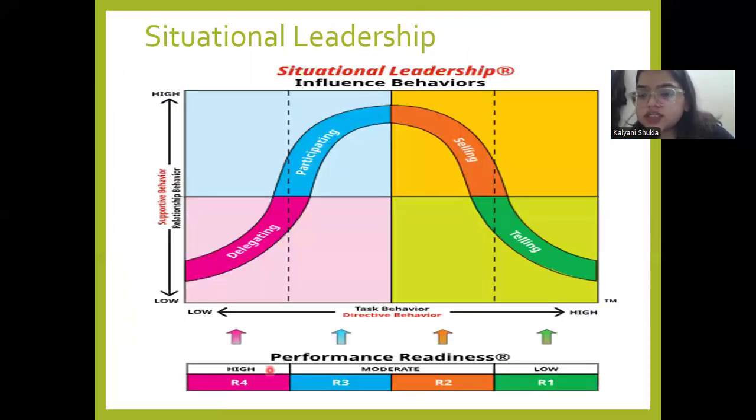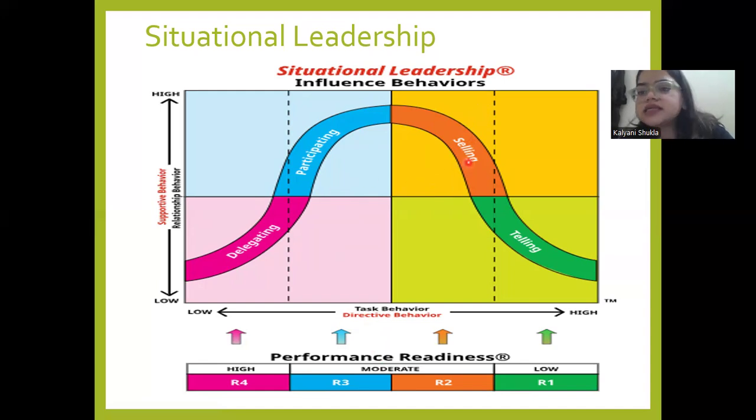Coming to situational leadership, it says leadership depends upon the situation that an organization or people are in. Now, if we see this diagram, we can understand through it. Here it shows the performance readiness of any employee of any company. Let's say if the employee's performance readiness is low, the leader has to take the approach of telling. And when there is moderate performance readiness, then the leader has to take either the selling or the participating approach with their employees.